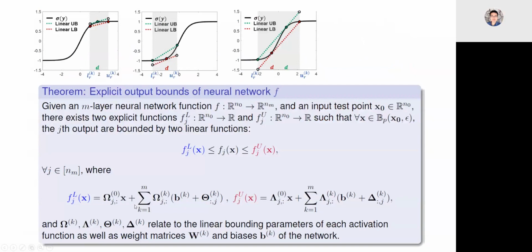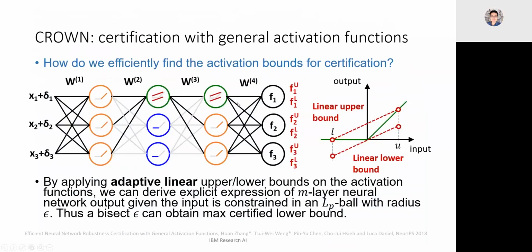Here is some small theory that shows what we are doing. Imagine F is your neural network classifier, and F_j is the j-th class output. If we do this linear bounding technique, what we can show is that the actual output of your function F_j(x) can be upper and lower bounded by two linear functions, F_j^L and F_j^U, where these are linear functions themselves, and their layer coefficients are determined by the propagations over layers that we have shown here.